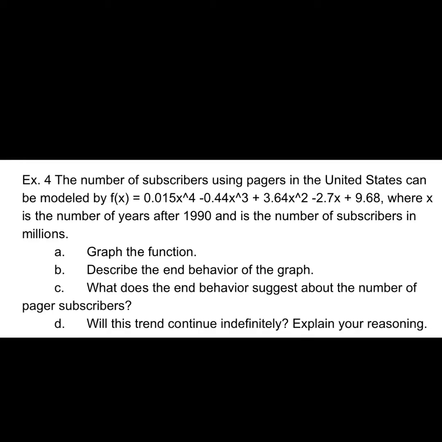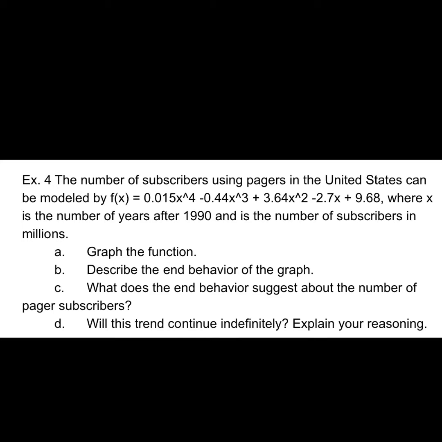Example 4. The number of subscribers using pagers in the United States can be modeled by f of x equals 0.015x^4 minus 0.44x^3 plus 3.64x^2 minus 2.7x plus 9.68, where x is the number of years after 1990 and f of x is the number of subscribers in millions.